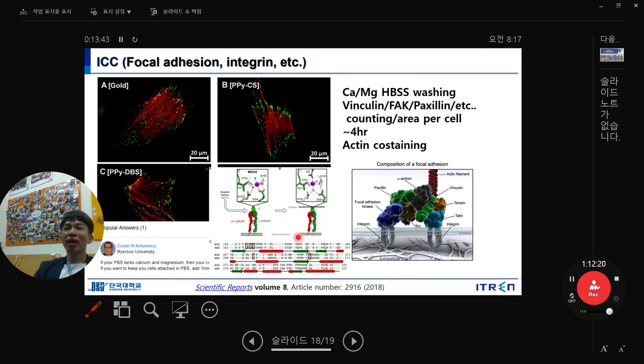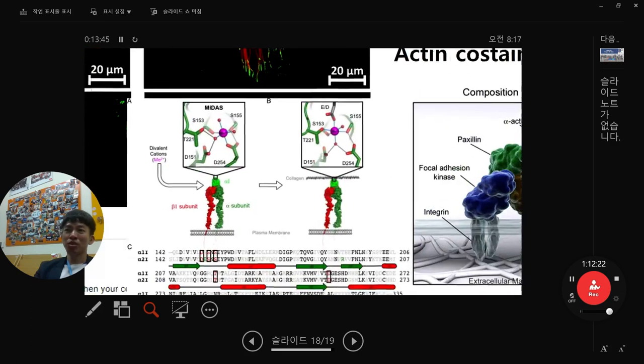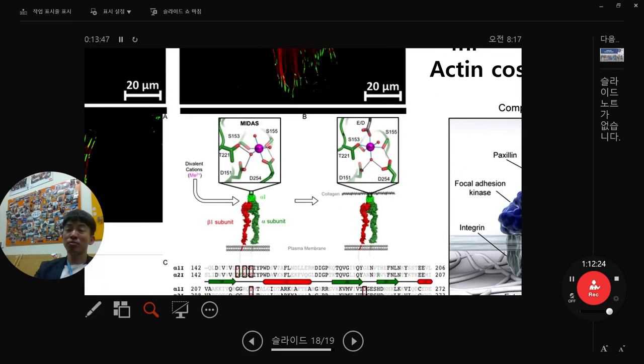So why are calcium and magnesium important? In this focal adhesion complex, calcium and magnesium sit between your proteins. So they are stabilizers. But if you wash with calcium- and magnesium-free PBS, the magnesium is gone, goes away, and then your adhesive proteins cannot be stabilized.